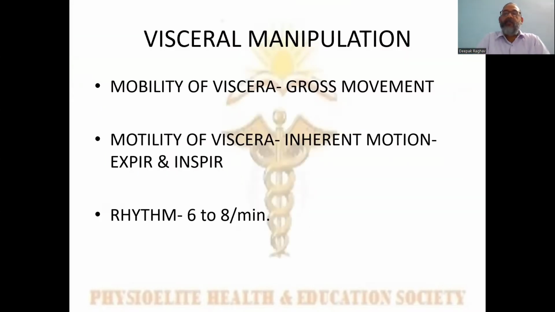So what is visceral manipulation? Visceral manipulation is the manipulation of the viscera done by an osteopath to increase the mobility and motility of the visceral organs and to correct any deformation or misalignment. So we correct by visceral manipulation. Mobility of viscera is a gross movement, and motility of viscera is an inherent motion, which is denoted by expiration and inspiration. The rhythm of the viscera is 6 to 8 per minute.